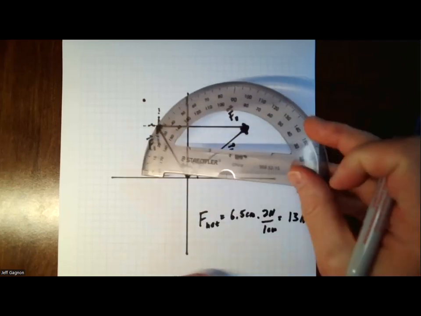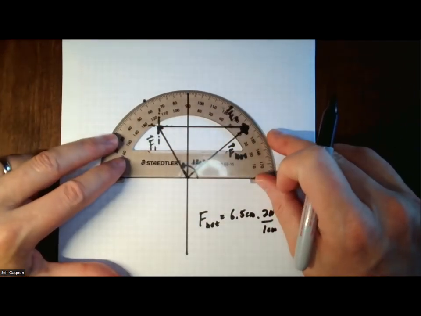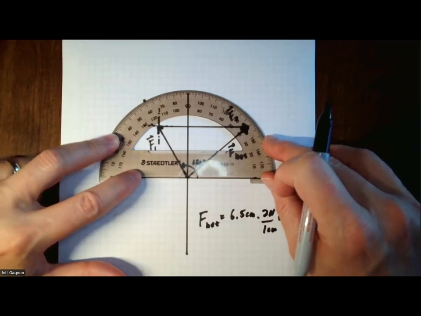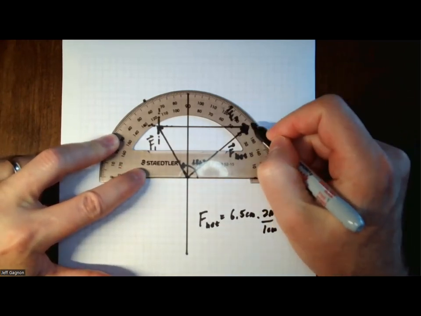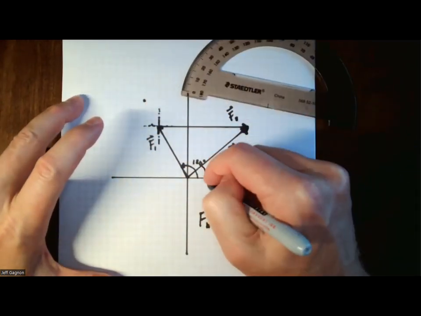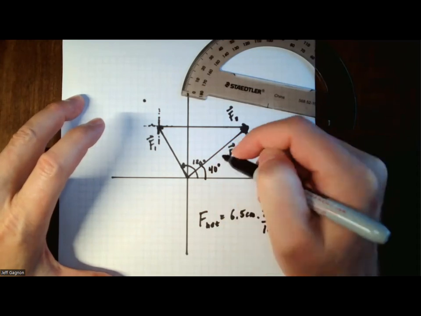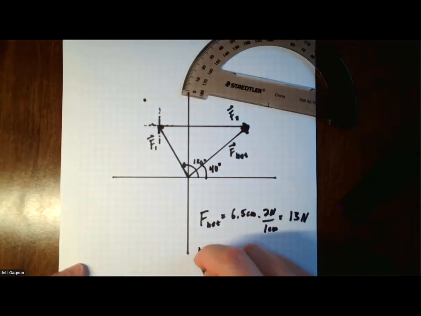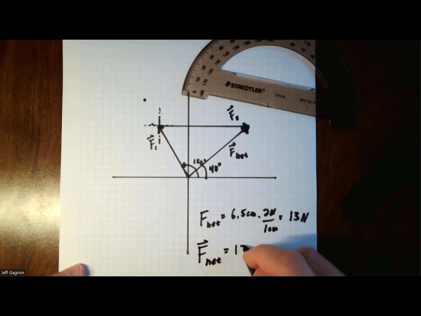And then if I measure this angle here with the protractor, I measure this angle. It looks pretty close to 40 degrees here. So I'm going to say that this angle is 40 degrees. So that's our answer. So F net, that vector, has a magnitude of 13 newtons at around 40 degrees.